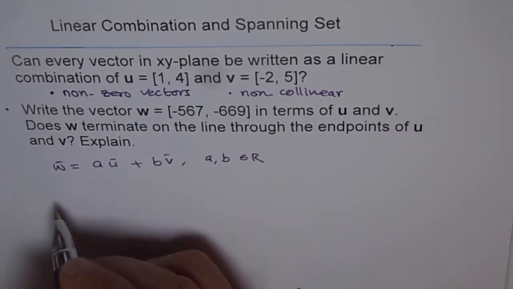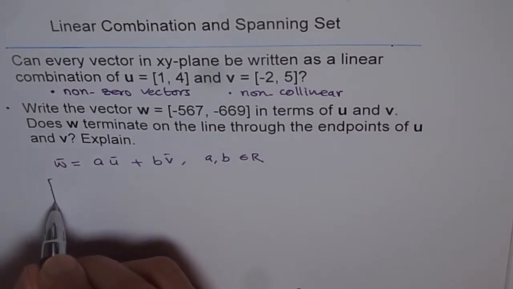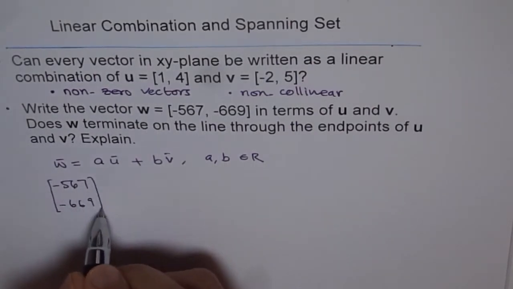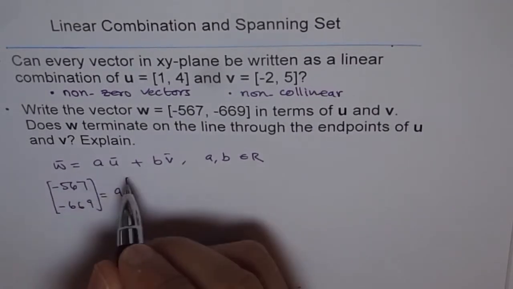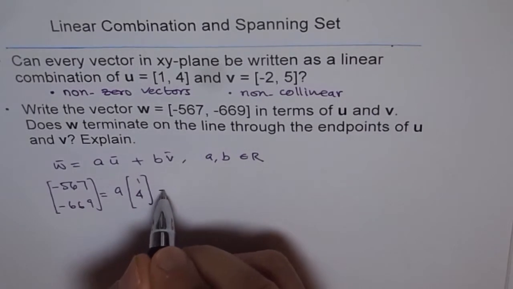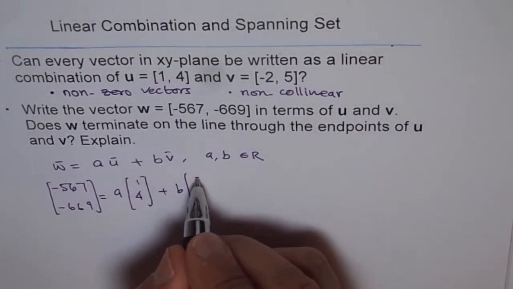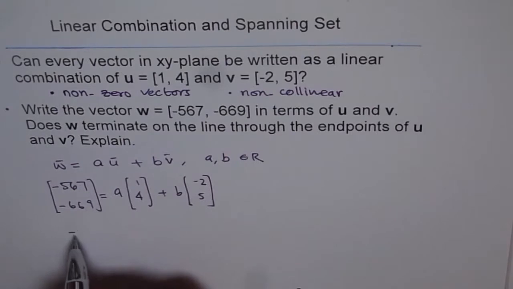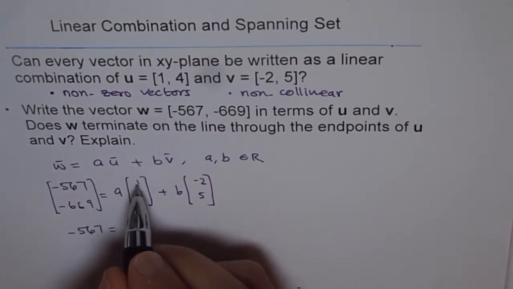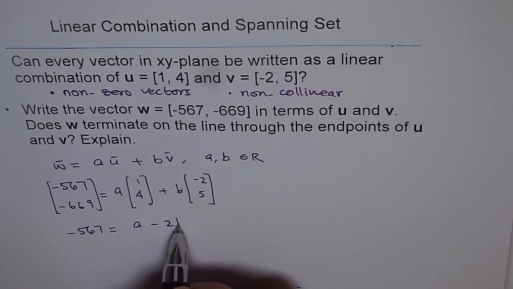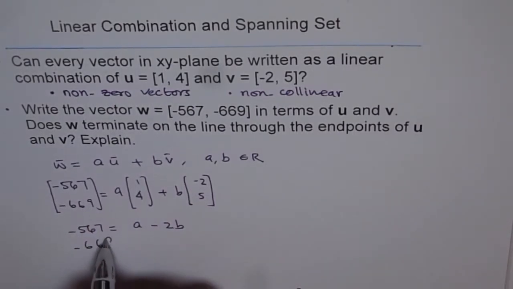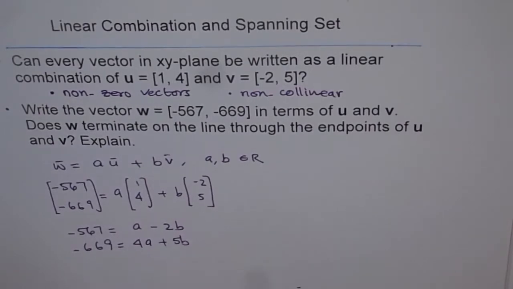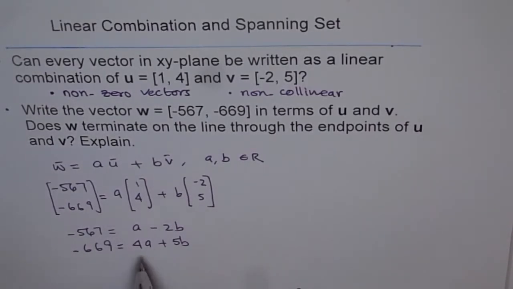So I'll use column matrices to do this. What is w? w is (-567, -669). And we can write this as a times u, which is (1, 4), plus b times v, which is (-2, 5). Correct? Now from here we can get two equations. One equation is -567 equals a minus 2b, and the second one is -669 equals 4a plus 5b. Now you can see we have two equations and two variables, a and b.